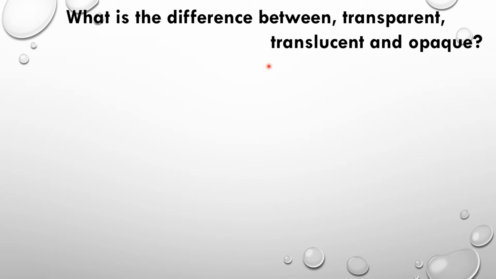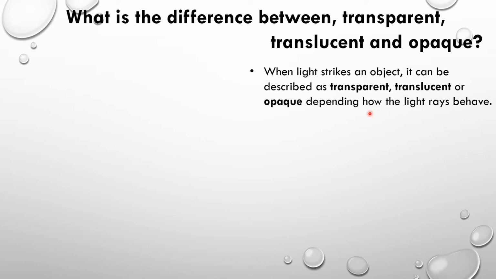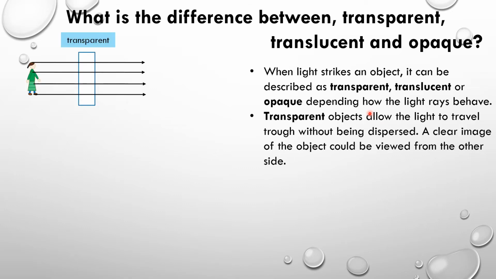So, what is the difference between transparent, translucent, and opaque? If we look at a picture, when light rays hit an object, the object can be described as transparent, translucent, or opaque, depending on what happens to the light rays or how they behave.